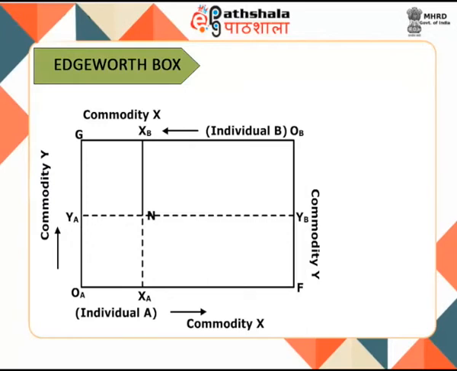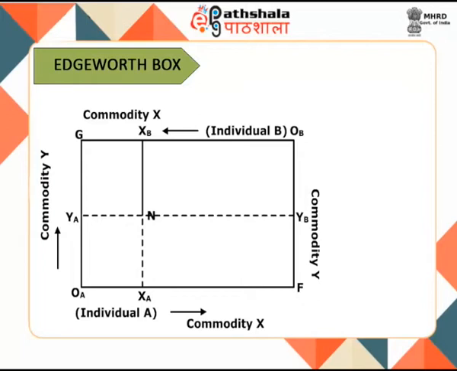For individual B, the top right hand corner has been taken as the origin, and with the given quantities of X and Y, the quantity of X available for consumption for individual B is measured right to left from the point of origin OB, and the quantity of Y available for B is measured top to bottom from the point of origin OB. Consider a point N lying inside the box.